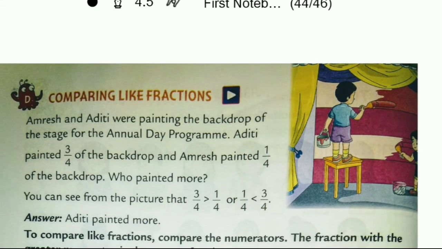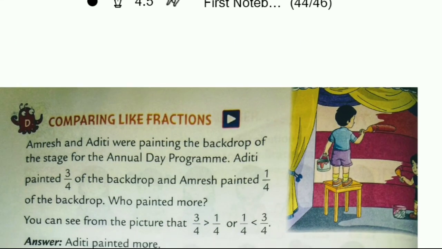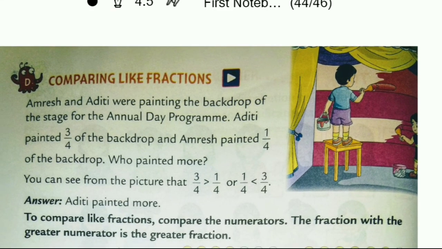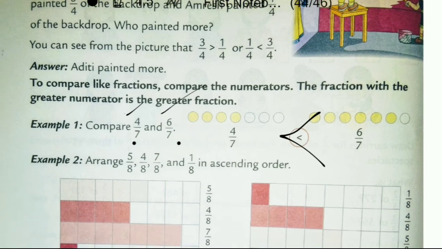Now the next, comparing like fractions. Just now we have learned like fractions means same denominator. In this one we can compare also 4 upon 7 and 6 upon 7. Which one is greater? See, when we are having the same denominator, we can see the numerator. So we can compare from the numerator only. So 4 is greater or 6 is greater? Greater number is 6. So we can put it like this.